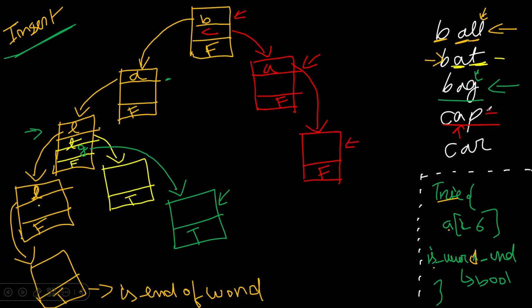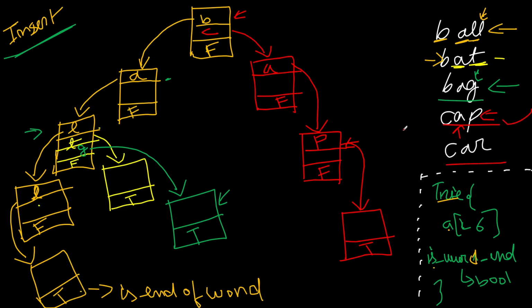Now we are standing here. Now we come to P. Since we are standing here, we don't see any P here. So we will add P. A new reference node will be created from here for the P, and this will be marked as false, and we are standing here now. Since the word is completed, this false will be converted to true, depicting it is the end of the word. Simple as that. Now this iteration is complete.